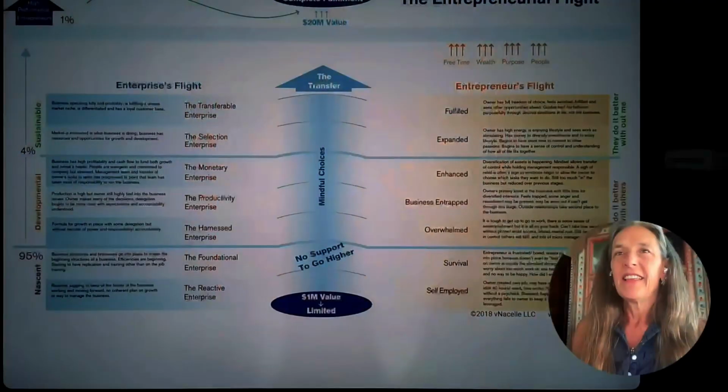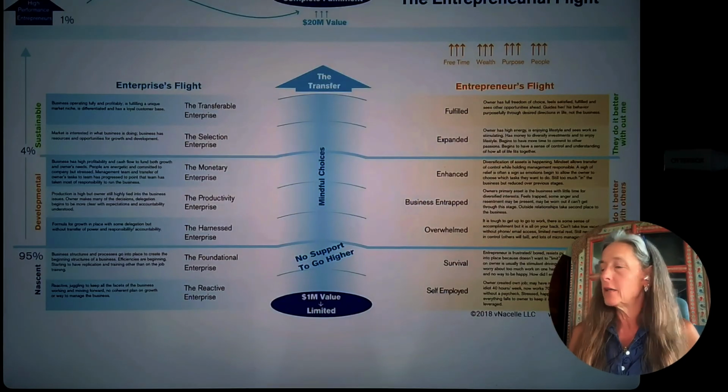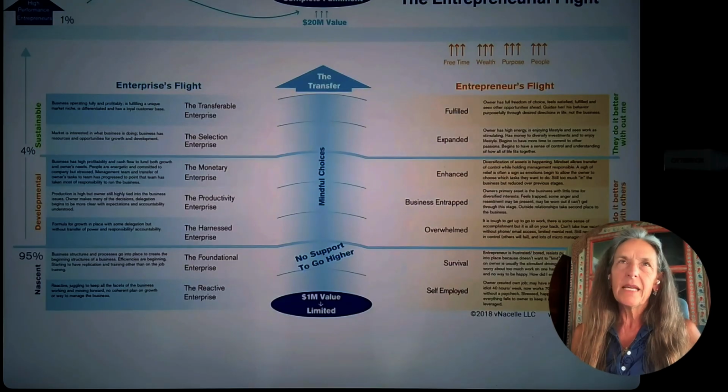And I thought it would be a great idea to do a short content piece on it just so that it could be shared again. It's got some great thinking in it, and I'll just walk you through it. So let me switch my screen here. This is what we call the entrepreneurial flight model, and it has a couple of different key components to it.